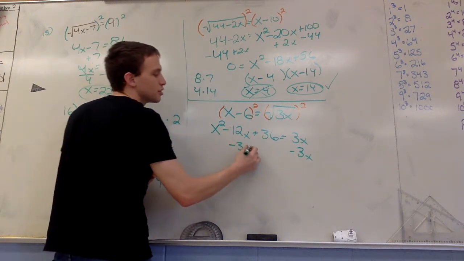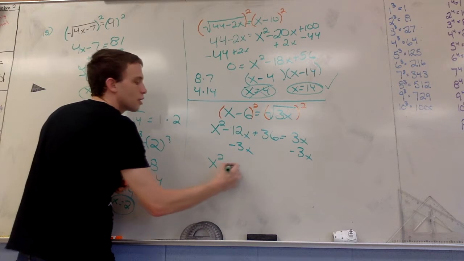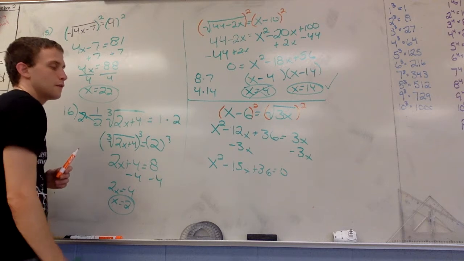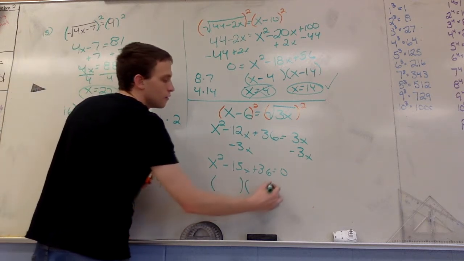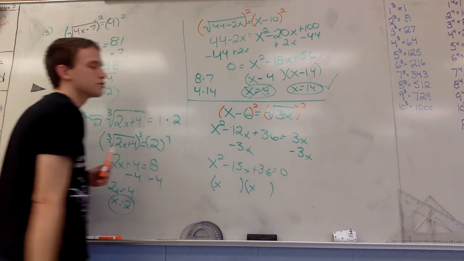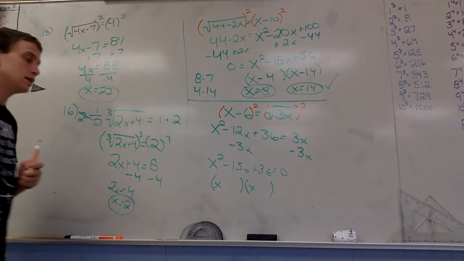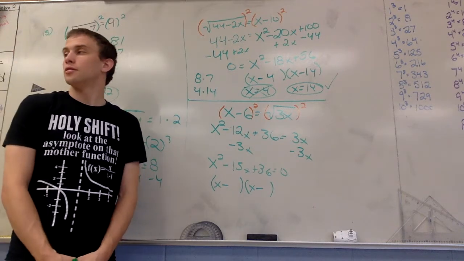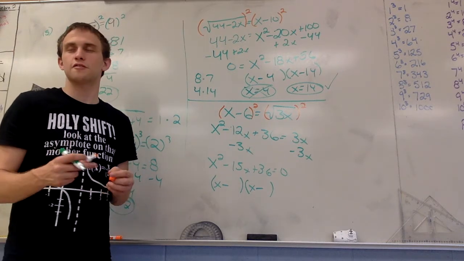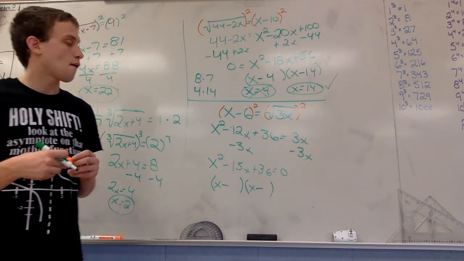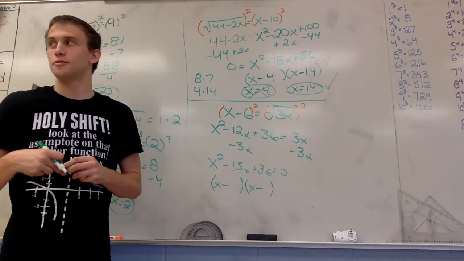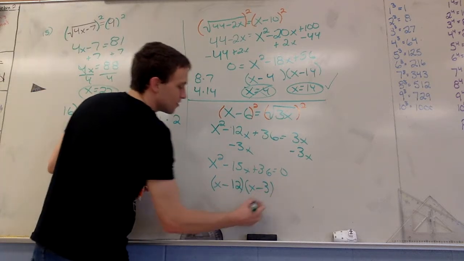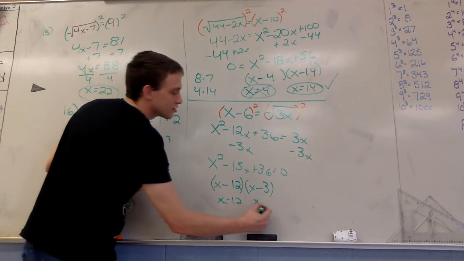Alright, so we gotta subtract 3x from both sides. We gotta set this equal to 0, then factor. x squared minus 15x plus 36 equals 0. What multiplies to 36 and adds to a negative 15? They're both negative, but what are the numbers? 6 and 6 gives me 12. 12 and 3, oh, good job. So x is equal to 12 and x is equal to 3.